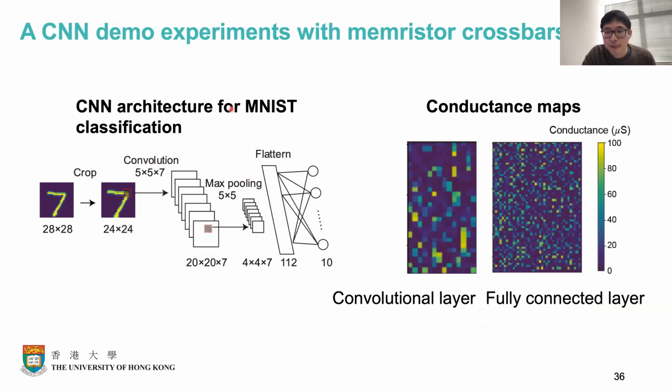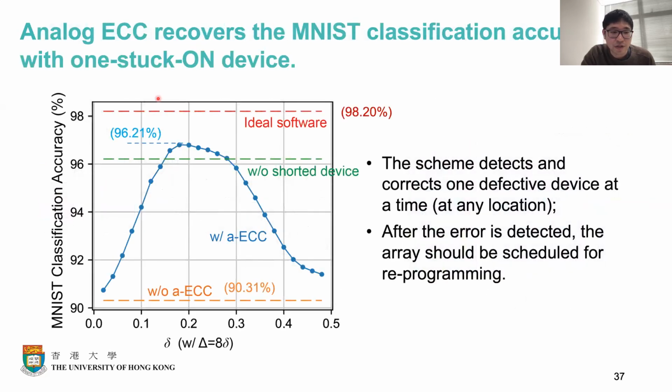In order to demonstrate the effectiveness of this scheme, we apply it in a convolutional neural network to classify the MNIST handwritten digits, which is the same as the previous demonstration, but what's different is that we intentionally program one device to a very high conductance state to emulate the stuck case. We can see the result on this plot: with one device intentionally programmed to a very high conductance state, the MNIST classification accuracy dropped to 90%. After the analog ECC, the accuracy can be recovered to 96.21%, which is pretty close to the software baseline, which is 98.20%.